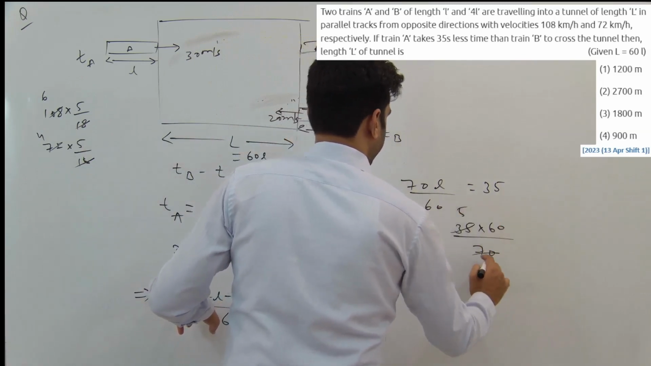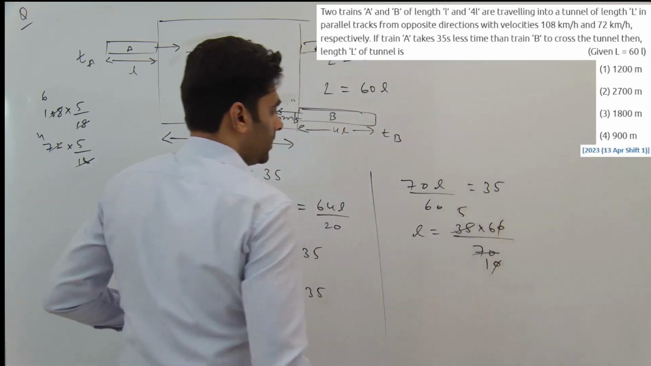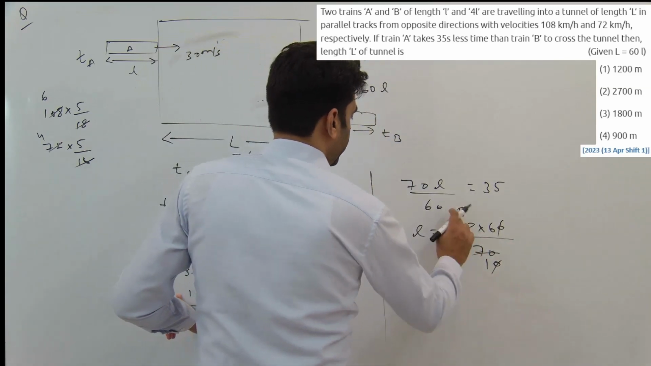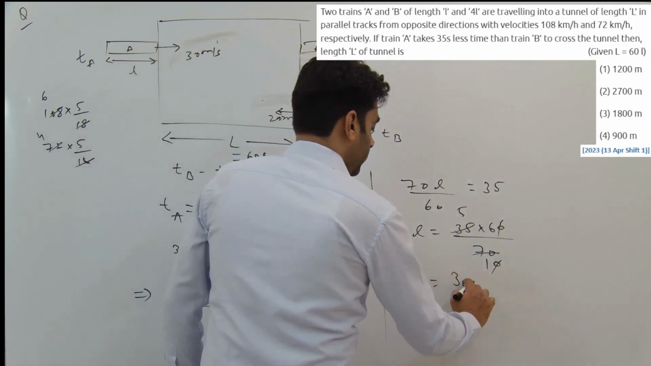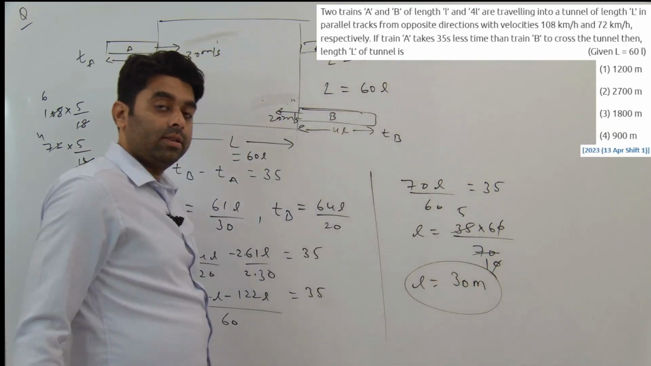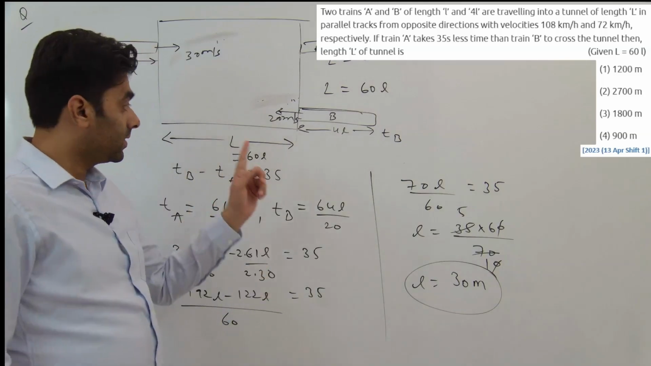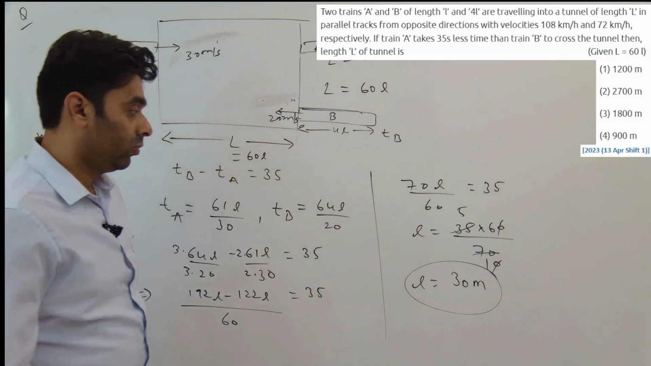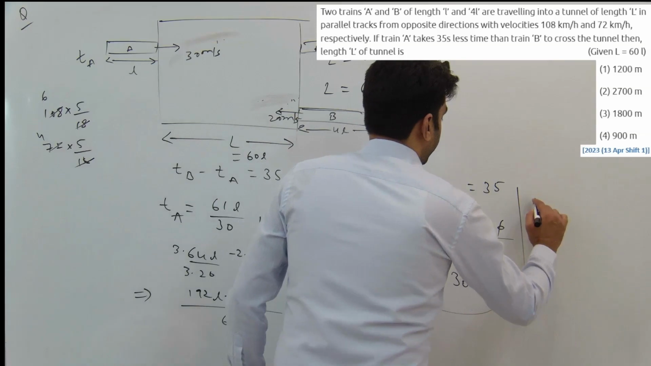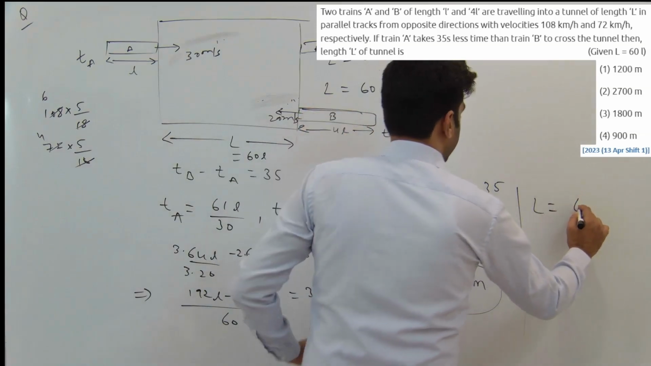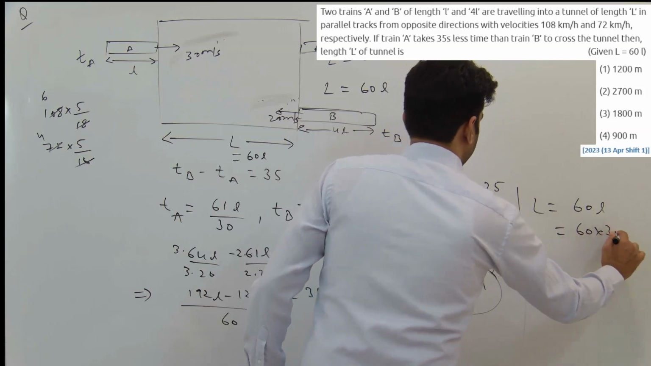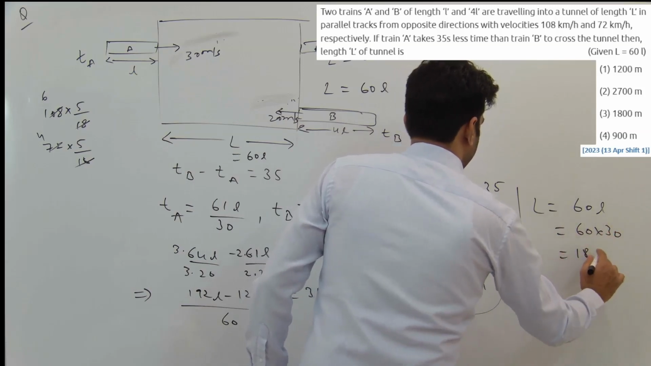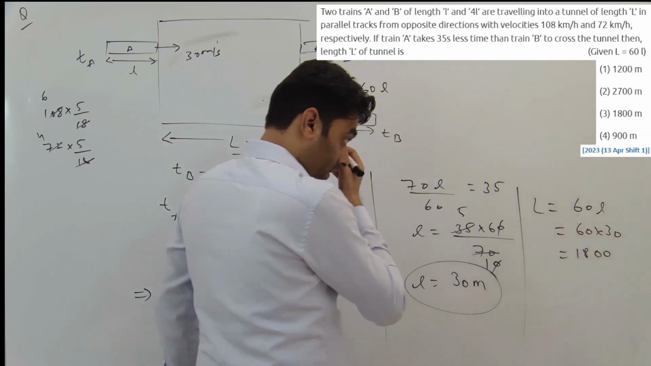7 fives, 10 times, cancels out. What are we getting? The l value is coming out to be 5 into 6, that is 30. This is small l. They are asking us in the question the length of the tunnel, that is capital L. So what can I write over here, beta? Capital L is equal to 60 times small l. So our answer will be 60 into small l value, which is 30. 6 threes are 18, 0 0. Right? How much is it?